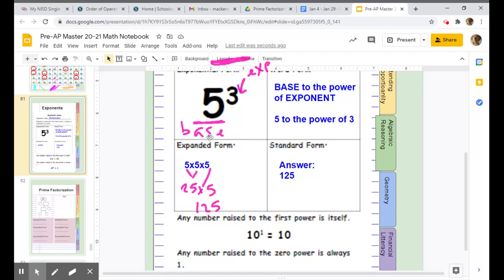Okay, so that is your little refresher or reminder of exponents. Now you guys are going to go on to the prime factorization.